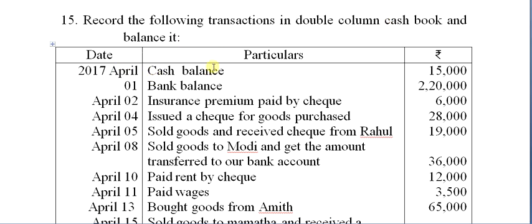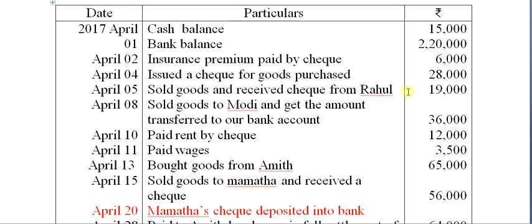2017 April 1st, the cash balance and bank balance are given as 15,000 and 2,20,000. So this should be recorded under the debit side of the double column cash book because they are debit balances. April 2nd, insurance premium paid by check, rupees 6,000. Insurance premium has been paid through check. So what happens here? Our bank balance reduces, so it should be recorded under the credit side.